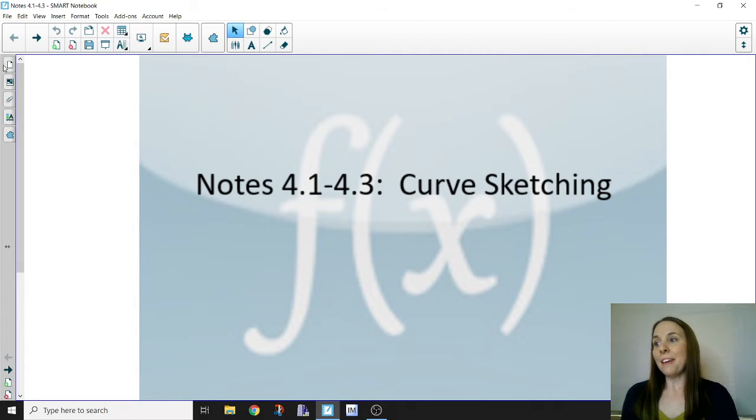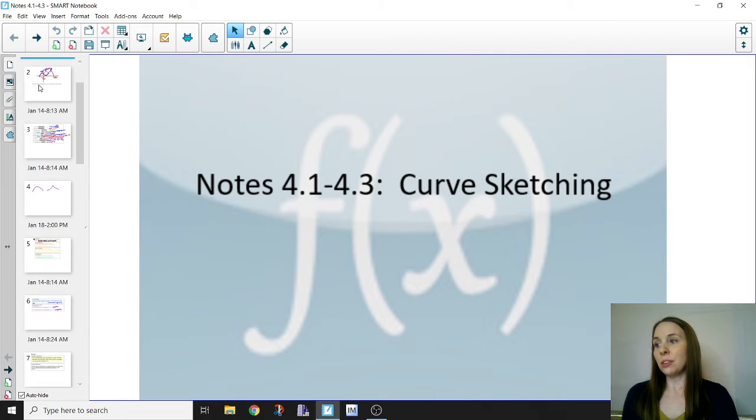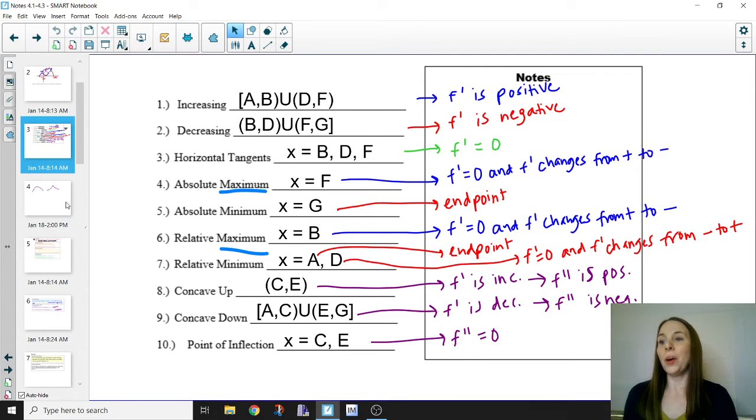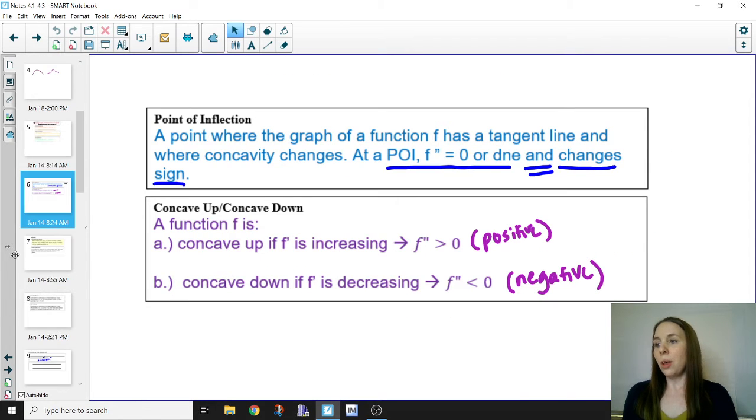All right, in that first video, I talked for an entire hour about things like how to recognize when a function is increasing, when it's decreasing, when it's concave up, when it's concave down, and extrema, maxes and mins, and points of inflection. We did a whole lot of stuff there.